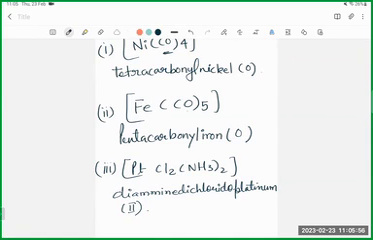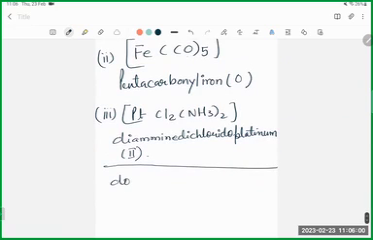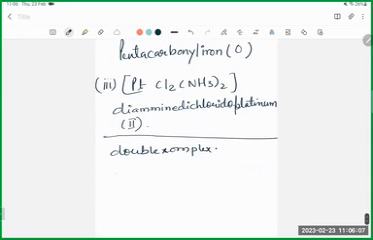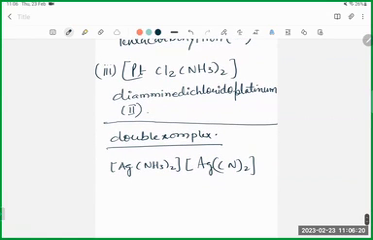Now let me just introduce the one last, where we have the double complexes. How do we write the name for double complexes? Suppose we have Ag(NH3)2, one complex, and Ag(CN)2, the other complex. So no worry, we will be writing separately for them. So diamine will go as per the rule. There is no new rule.